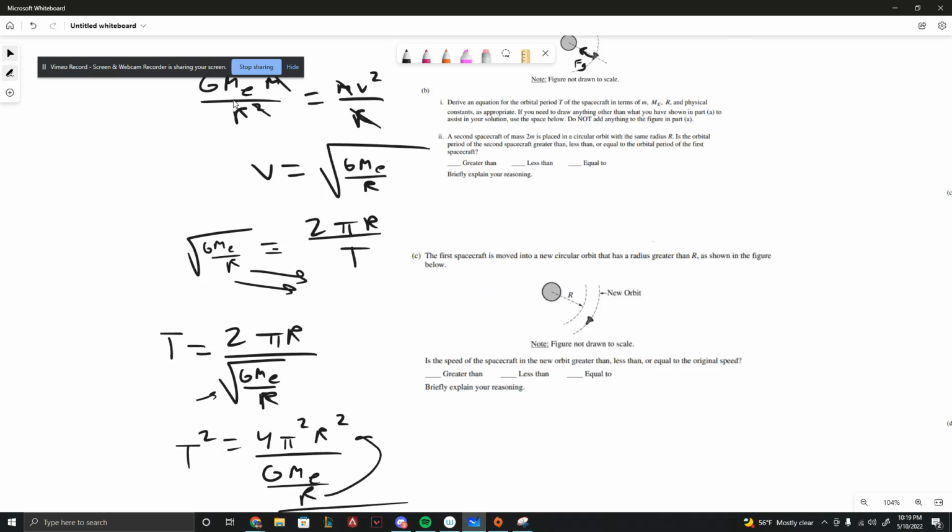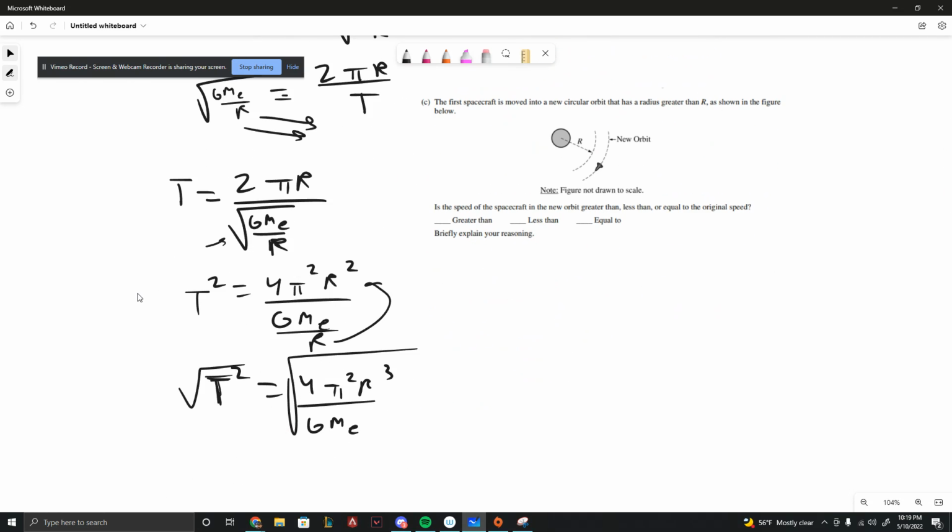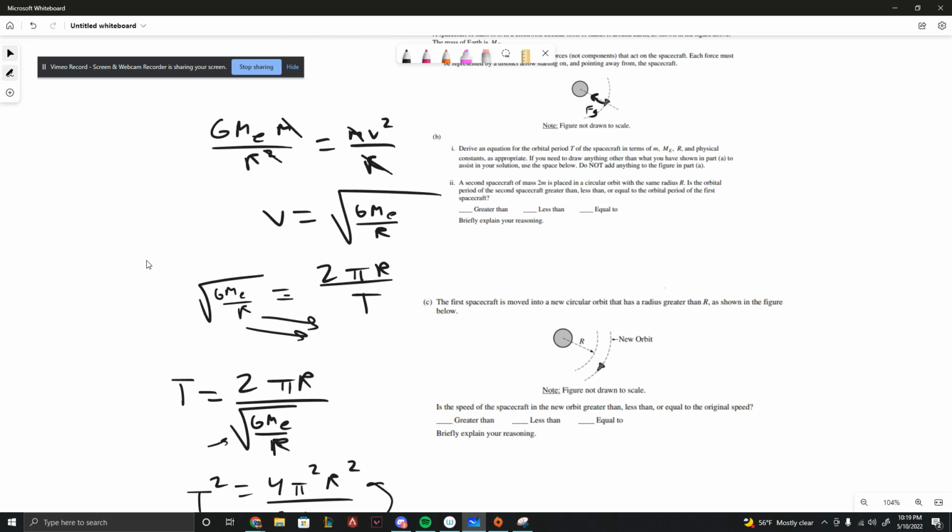We just solved for the orbital period here. That was this. Does the mass of the spacecraft play any role in our orbital period? No. The radius matters. The mass of whatever we're orbiting matters, but not the mass of whatever is actually orbiting.